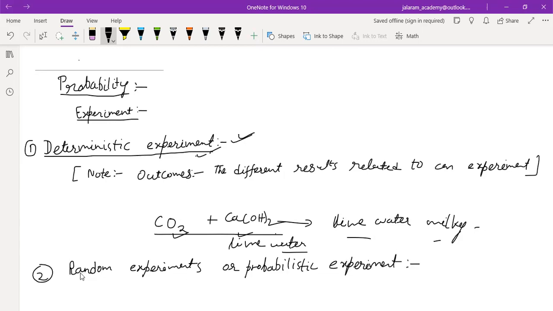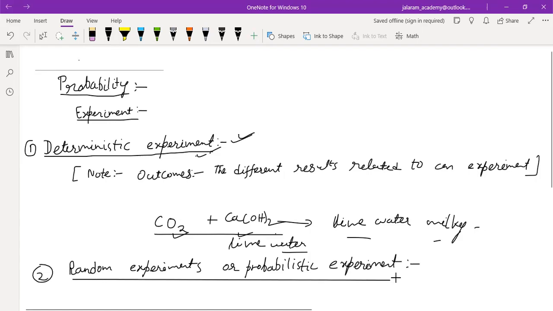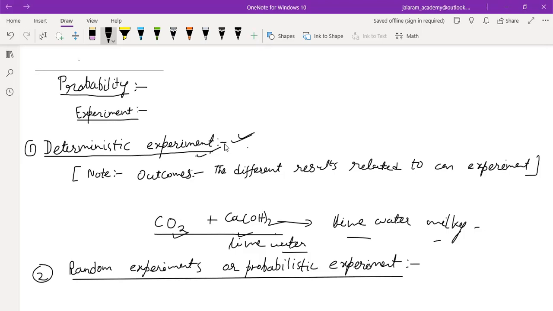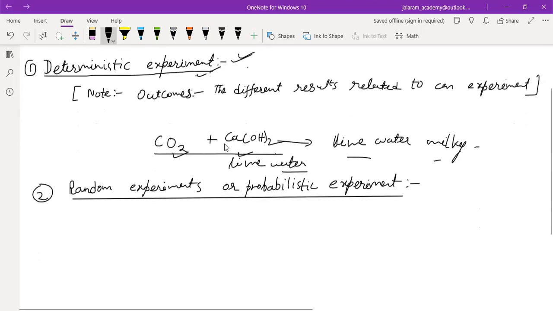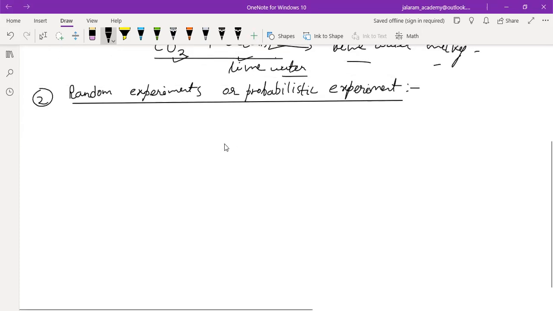Random or probabilistic experiments are just opposite to deterministic experiments. In a deterministic experiment, we can determine the result; we already know the result, as whenever they are performed, they always give the same result. But in a random experiment, there are certain numbers of outcomes, and we don't know what will be the outcome definitely. Means they are always different. Understood?